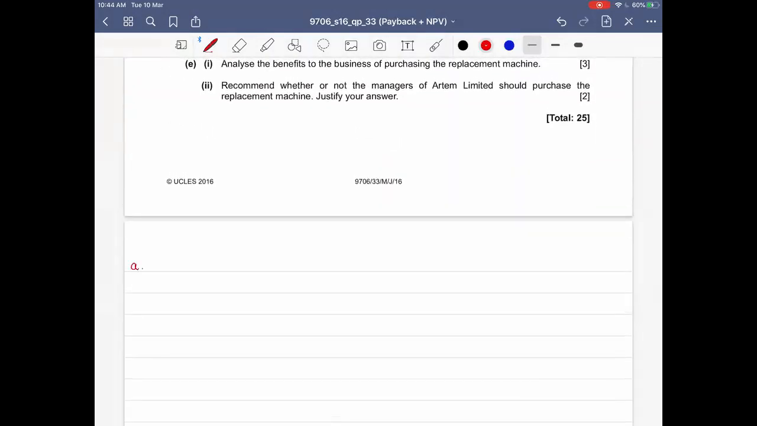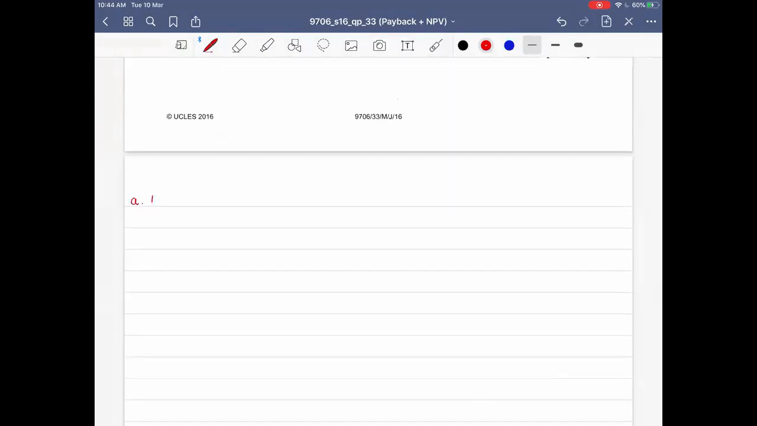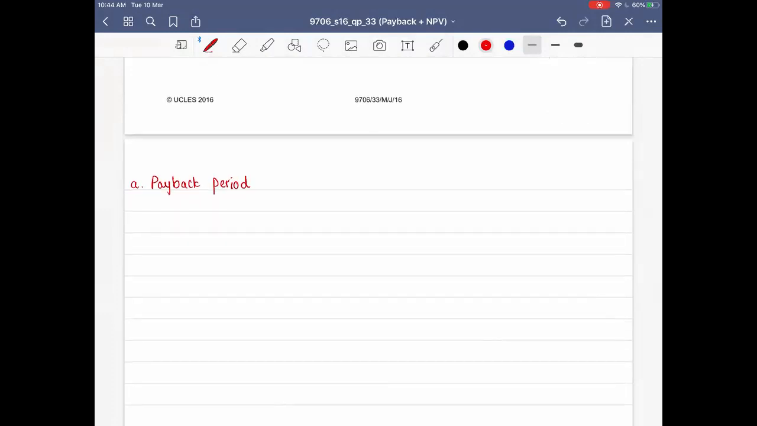Payback period determines how long the future cash flows will take to cover the initial investment.